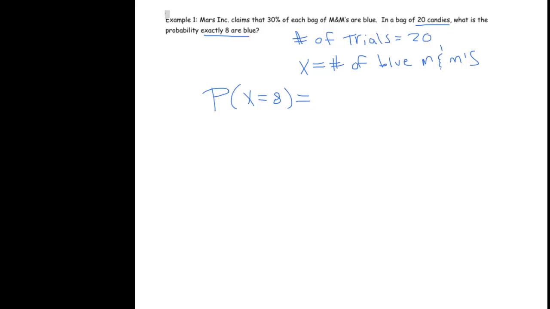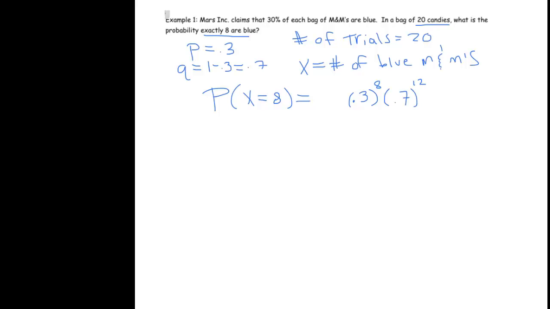According to the binomial model, you've got your 20 trials. We're looking for exactly 8 successes, and the probability of each success is 0.3, and the probability of a failure would be 1 minus 0.3, which is 0.7. So success is a blue M&M, and failure is a non-blue M&M. We want 8 blue M&Ms, so that's 0.3 to the 8. We want the rest to not be blue, so that's 0.7 to the 12th.